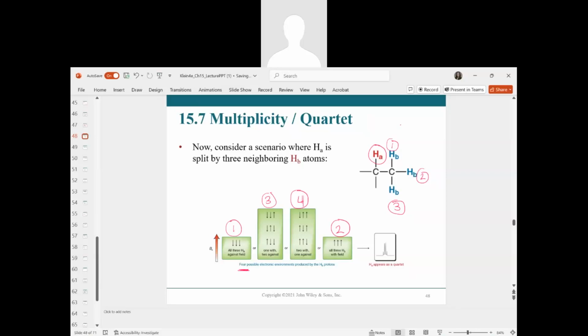As I mentioned before, there's an equation that simplifies this. We have the number of neighbors represented by n, plus 1. In this case, we have 3 neighboring protons, 3 HBs shown, plus 1 will give us a total of 4 peaks in our signal. And that's what we see here. We see this quartet as our signal for proton A.